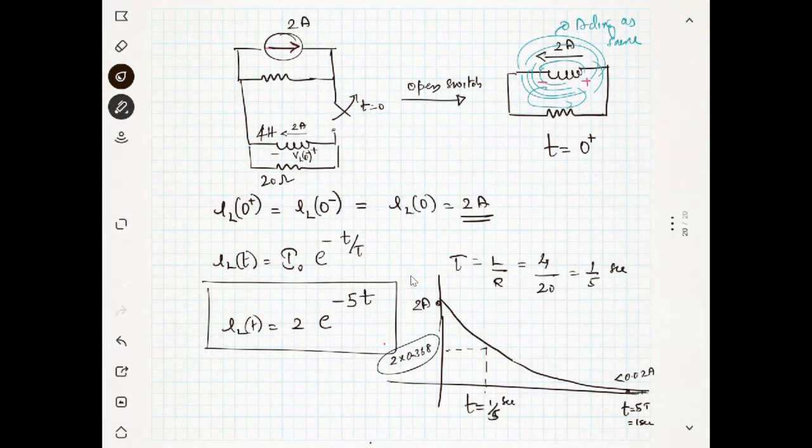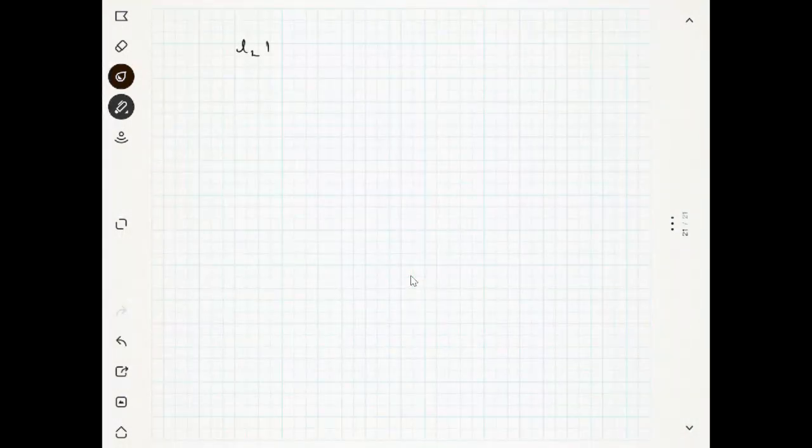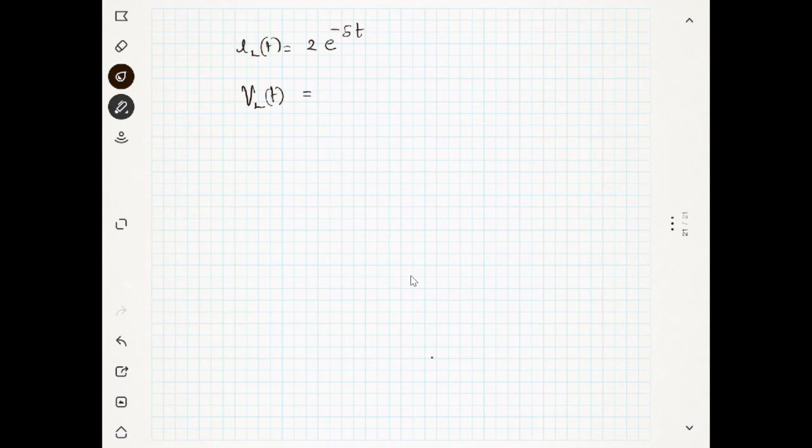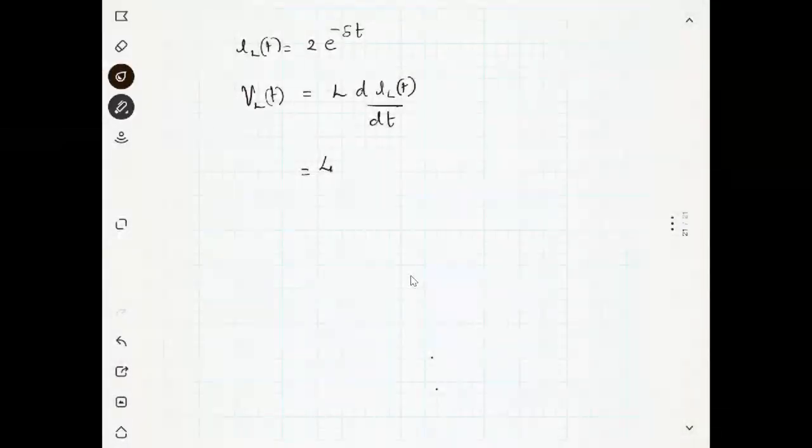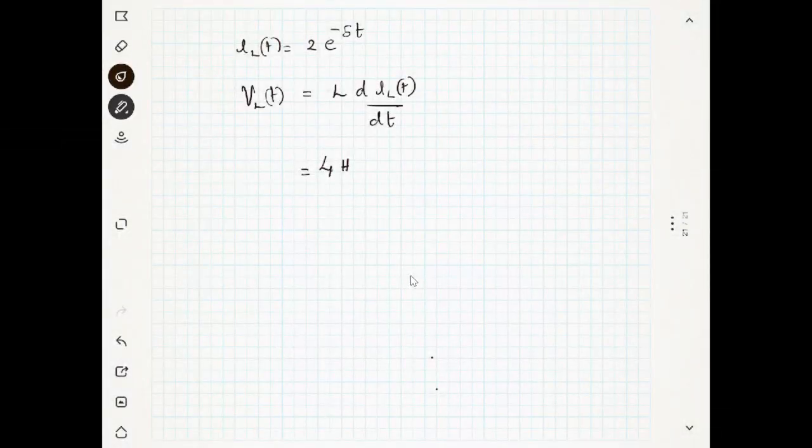Now we will see the equation. We'll write the equation in the next page. IL of t is equal to 2 into e power minus 5t. We will see what will happen to the inductor voltage, the voltage across the inductor at time t, where all these t's are greater than or equal to 0. So what is the inductor voltage? Inductor voltage is L into dIL of t by dt. You know this formula. So what is L? L is 4 Henry, right? Yes, it's 4 Henry.